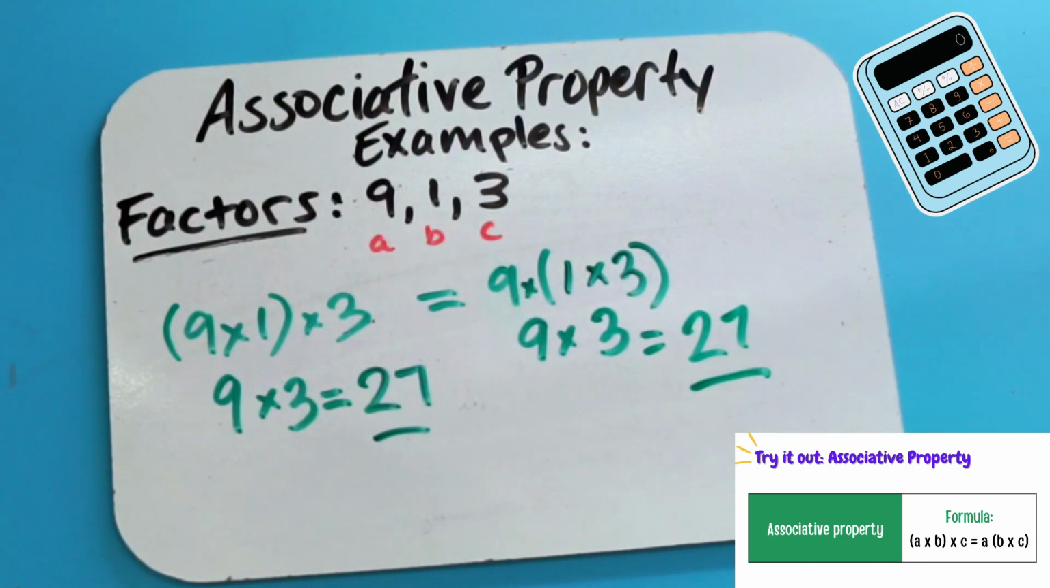Now you can rearrange these 3 factors in any way that you like. When you're utilizing 3 factors, 3 numbers, and you plug it into this associative property formula, you should get the same answer regardless of the way that the numbers are grouped. And that concludes our video for the associative property.